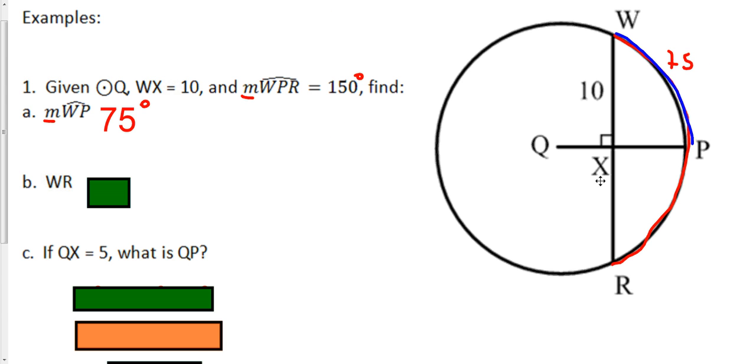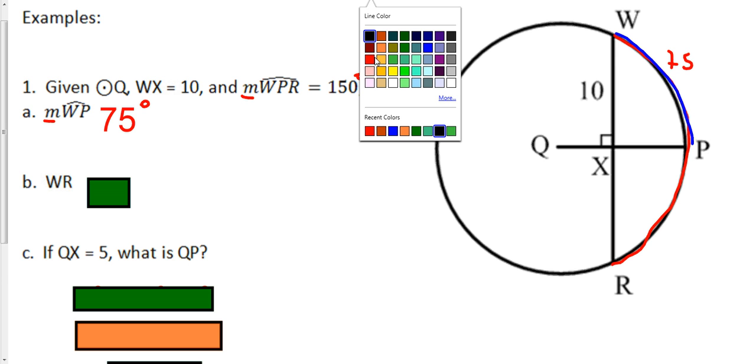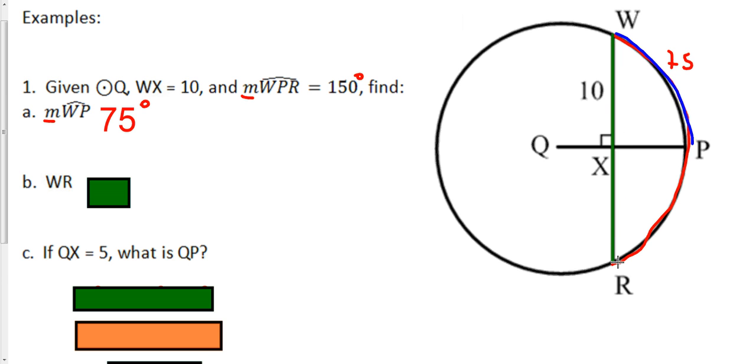Let's look at the length of W to R. I'm going to use a line on this one, from here all the way to here. So if just this length is 10, we want to know the whole length. Well, if this is perpendicular right here, it means both of these are the same. This one has to be 10 as well. So the whole thing together would be 20. You just add those two pieces up and the whole thing becomes 20.